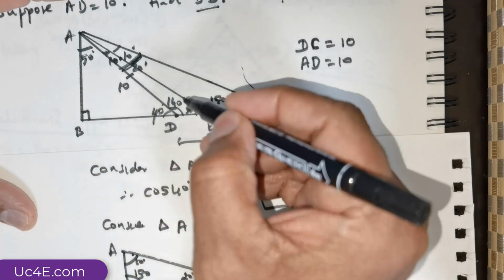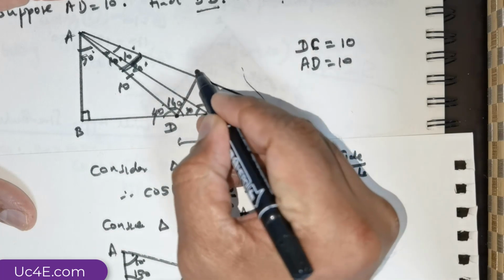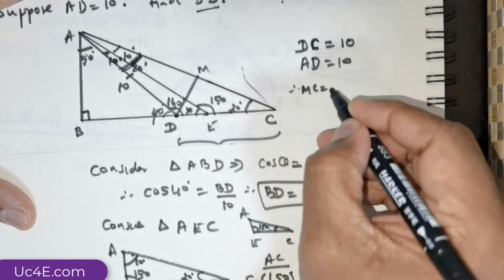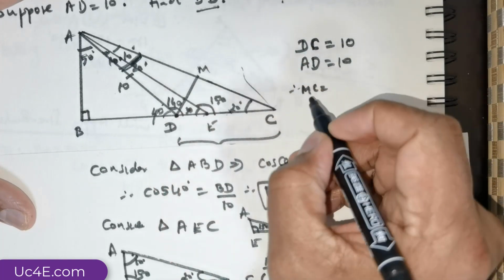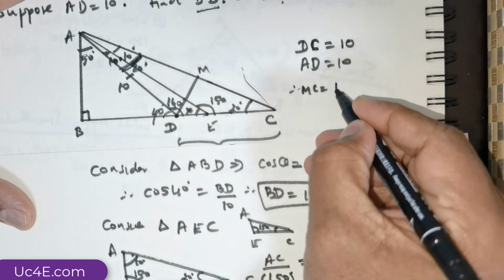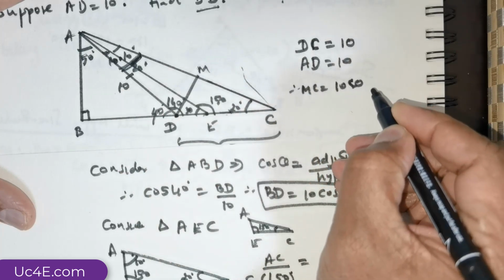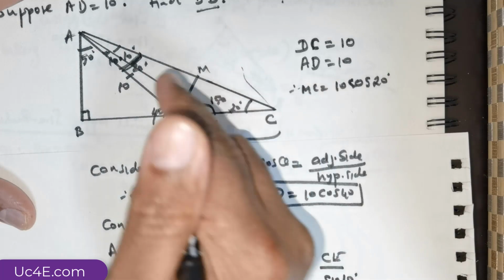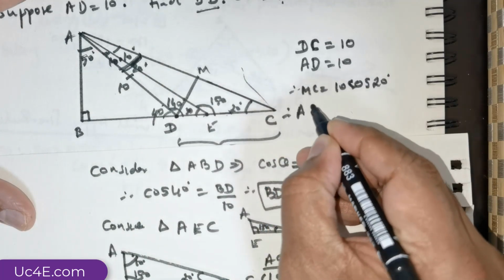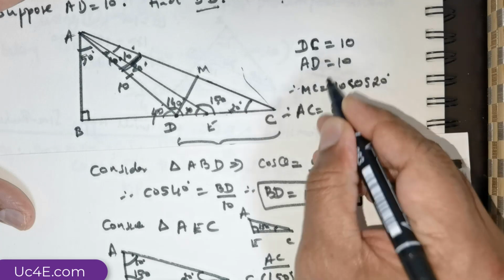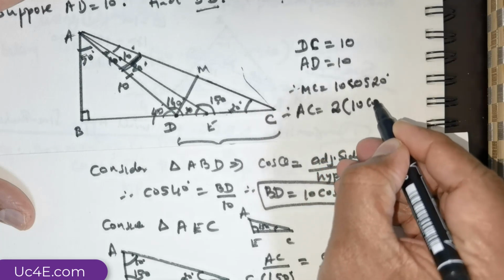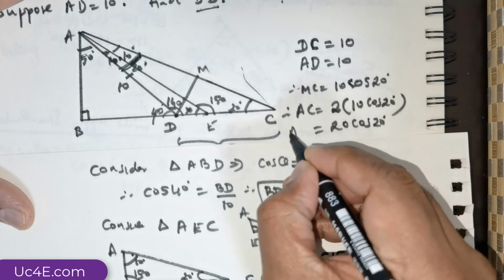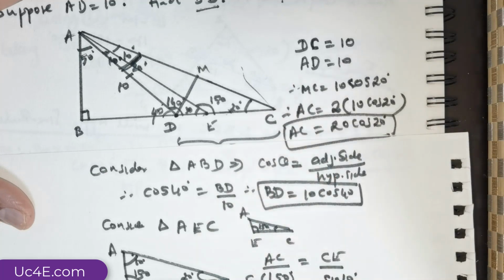So this is my 10, this is my 10. Just try to drop a perpendicular bisector and call this M. So this MC is going to be what? This is 10, this is 10. So 10 times cos of, what is the angle we are looking at? We are looking at 20 degrees. So therefore AC is going to be 2 times this entire thing. So 2 times 10 times cos 20, which is nothing but 20 times cos 20. So this is my AC. So I've already got AC.